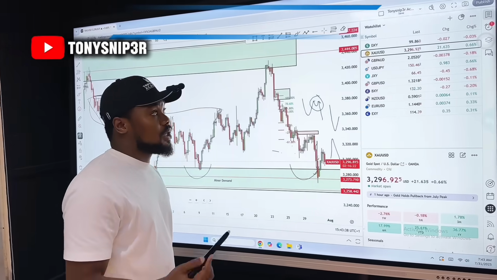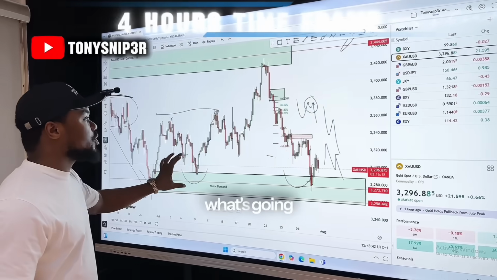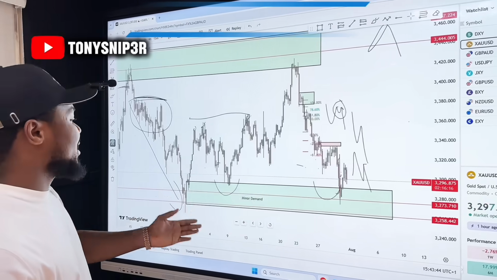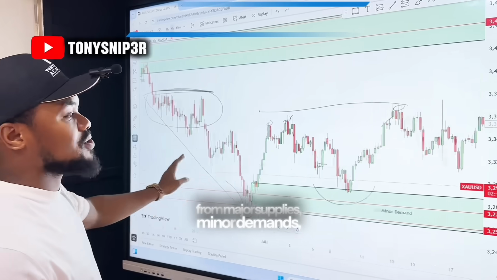All right, so let's go to the gold chart, the 4-hour time frame. Now, if you can see what's going on the gold chart 4-hour time frame, this is just easily markets moving from major supply to minor demand, so on and so forth.